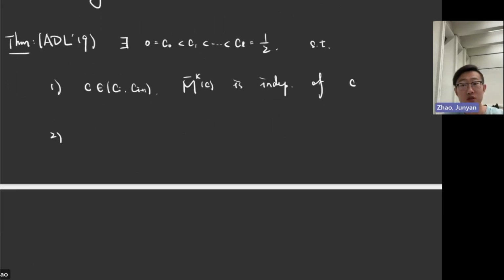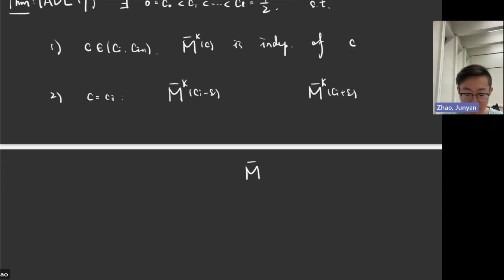But what about you choose c to be exactly equal to c_i? In this case, when c is equal to c_i, you have this: the K-moduli of coefficient c_i minus epsilon, here we have the K-moduli of coefficient c_i plus epsilon, and here we have the K-moduli at c_i. So these are all birational. And here you have a birational morphism, here we have a birational morphism, and here you only have a birational map.